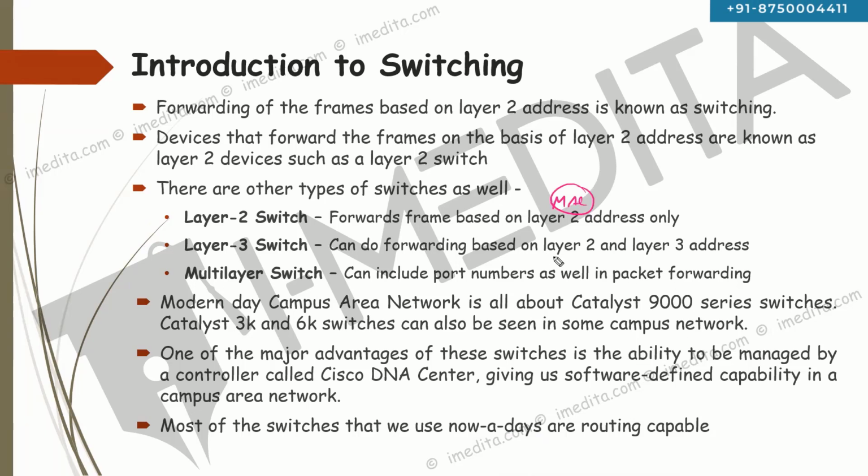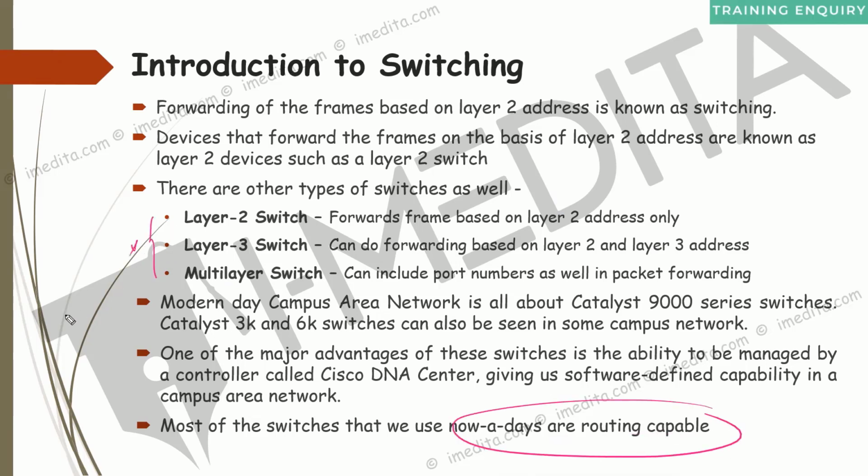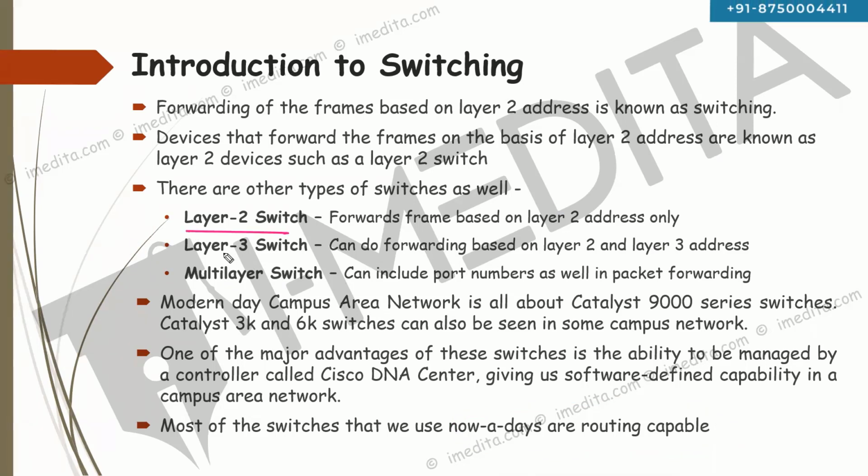Layer 3 switches can take that decision based on layer 2 and layer 3, both the addresses, meaning MAC and IP. And multi-layer switches are going to do that based on the layer 2 address, layer 3 address, and the layer 4 address, which is the port number, TCP UDP port number. So nowadays, since most of the switch platforms are routing capable, this is not going to be that much applicable in a modern day network. But in the traditional campus area network, you will notice that this concept of layer 2 switches, layer 3 switches, and multi-layer switches is still applicable.